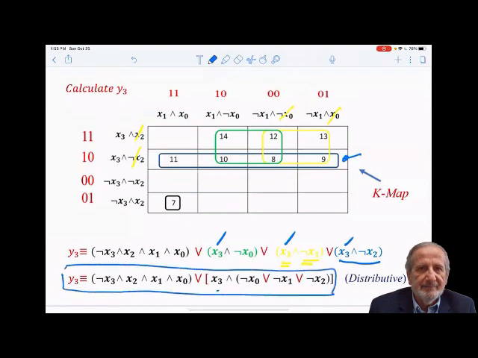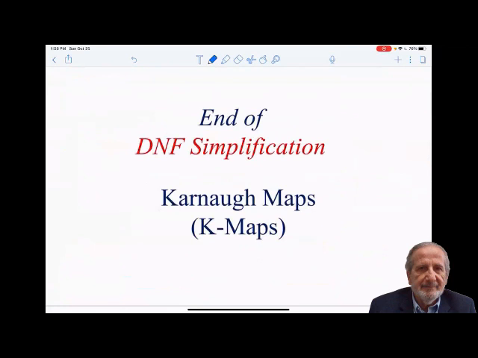So we wrote each one of them as a sum of products, and then we mapped it into this K-map, and we reduced it. That's what we did. Okay, because like 13 is X3 and X2 and not X1 and not X0. That's what this means. Okay, 7 is not X3 and X2 and X1 and X0. And that is the end of the DNF simplification. Thank you, and we'll see you soon.